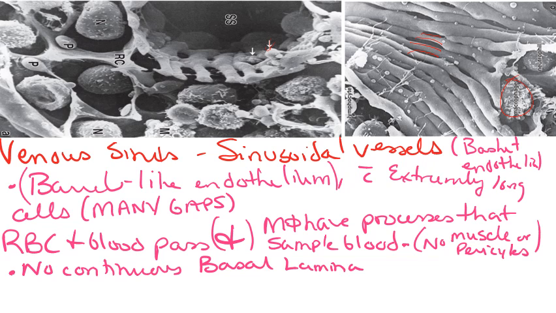So our venous sinus is sinusoidal vessels. They have a basket-like endothelium. They're extremely long cells with many gaps, so they're discontinuous. So as red blood cells and blood passes, the macrophage processes have the chance to sample the blood. So there are no smooth muscle and no pericytes inside of this endothelium that is unique to the spleen.